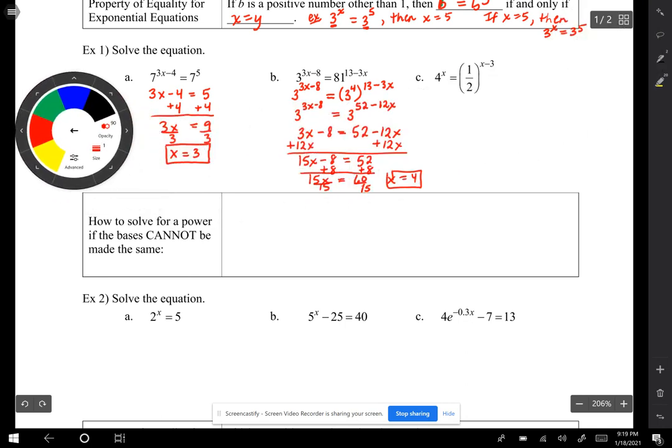And our last one in that bunch, so we have 4 to the x power is equal to 1/2 to the x minus 3 power. So this one, you're going to have to do several things. You can call 4 to the x as 2 squared to the x power. And remember, 1/2 is the reciprocal of 2, so you bring the 2 up to the numerator and you're going to have a negative exponent, raised to the x minus 3. And now you can set these equal to each other.